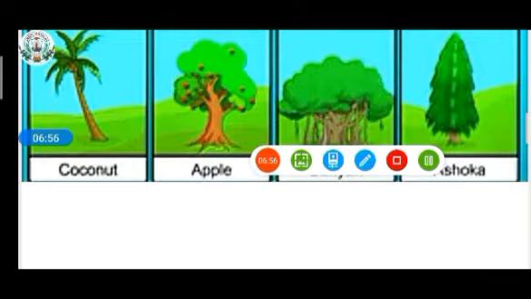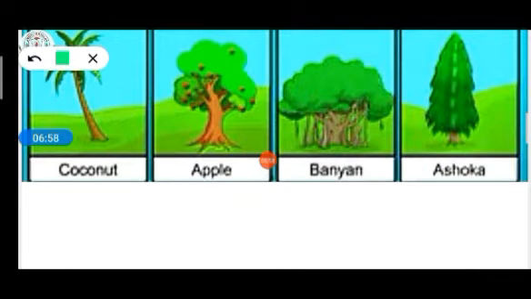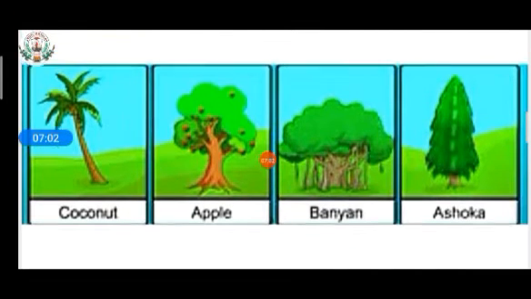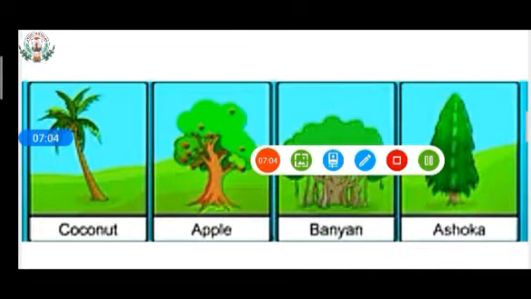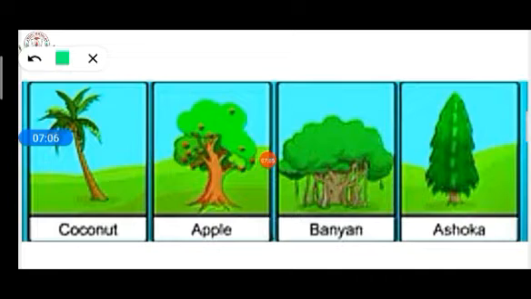Some of the examples of trees you can see, children. Number 1 is coconut. Second one is apple. Third one is banyan. And fourth one is ashoka. These are all examples of trees.